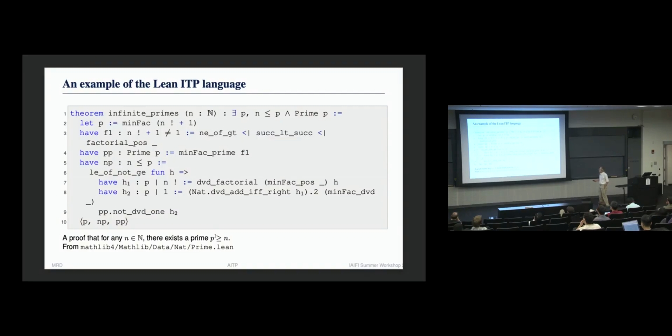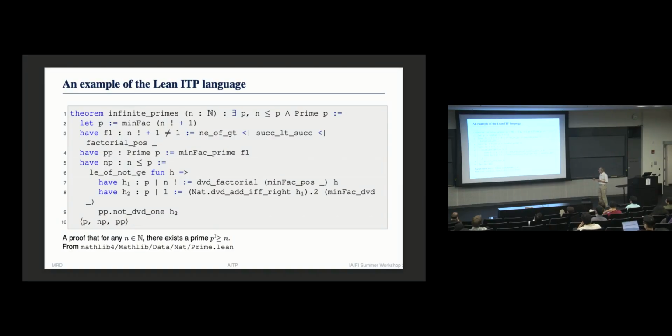This is the proof that there are infinitely many primes, okay? And the statement up here is that for any natural number n, there exists some p greater than or equal to n which is a prime, okay? And that does imply the infinite number of primes if you think about it. And then I'll come back to something about this proof.